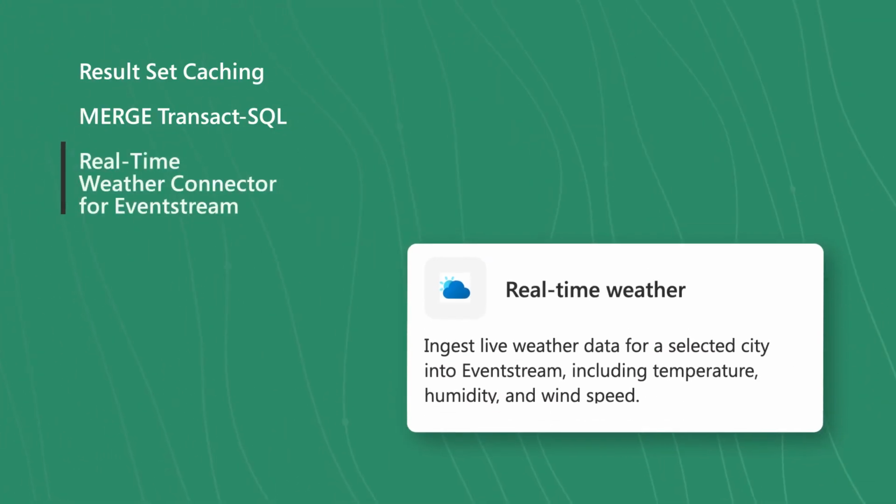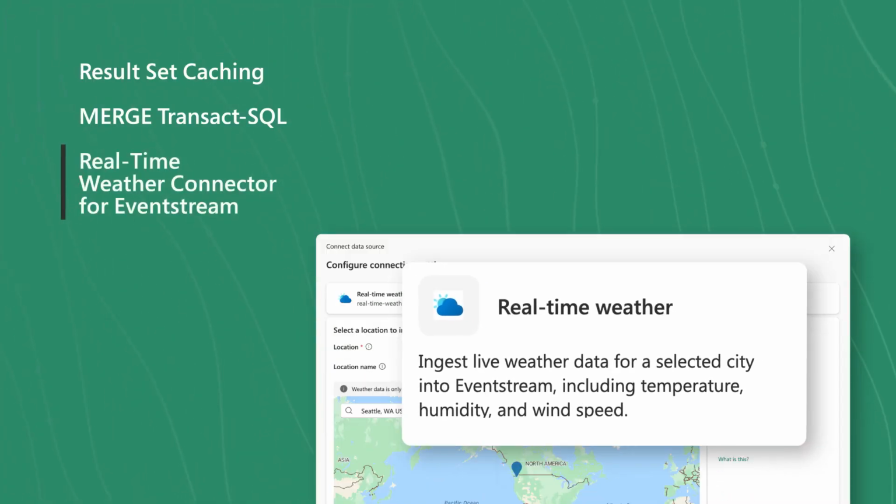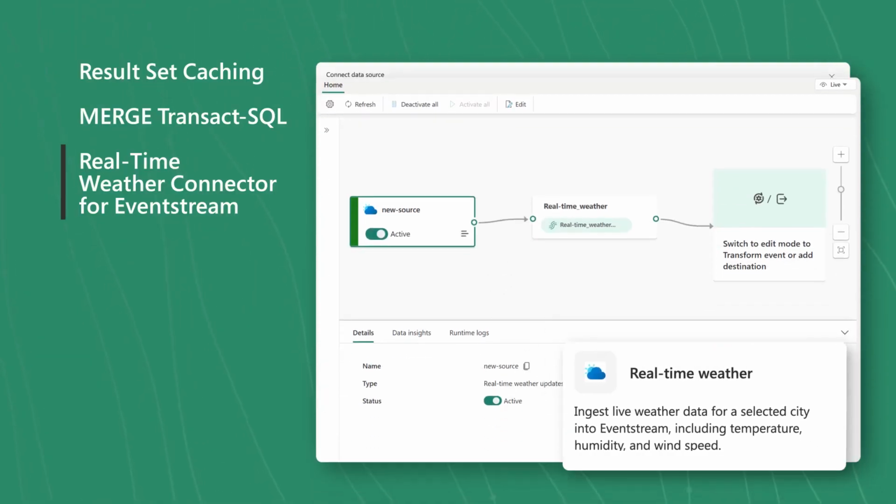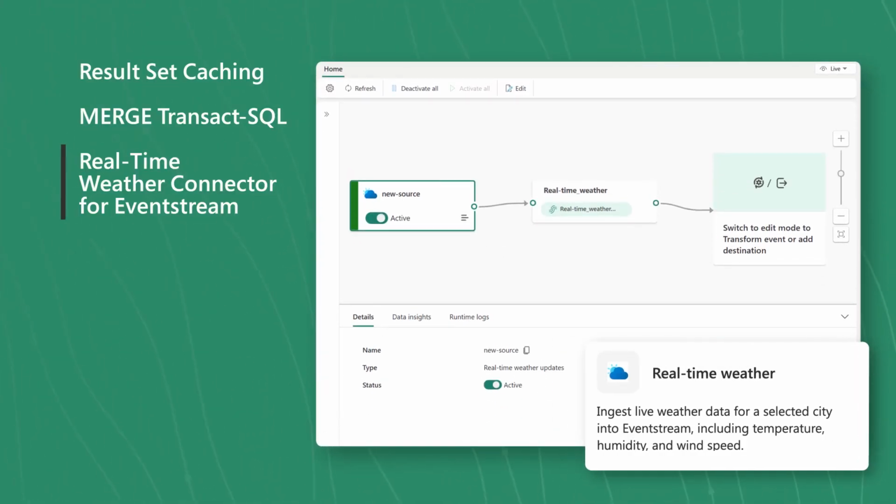And finally, the real-time weather connector for event streams. Pull real-time weather data directly into your event streams. Logistics, retail, energy, agriculture. Anytime weather impacts your business, it's now part of your streaming pipeline.